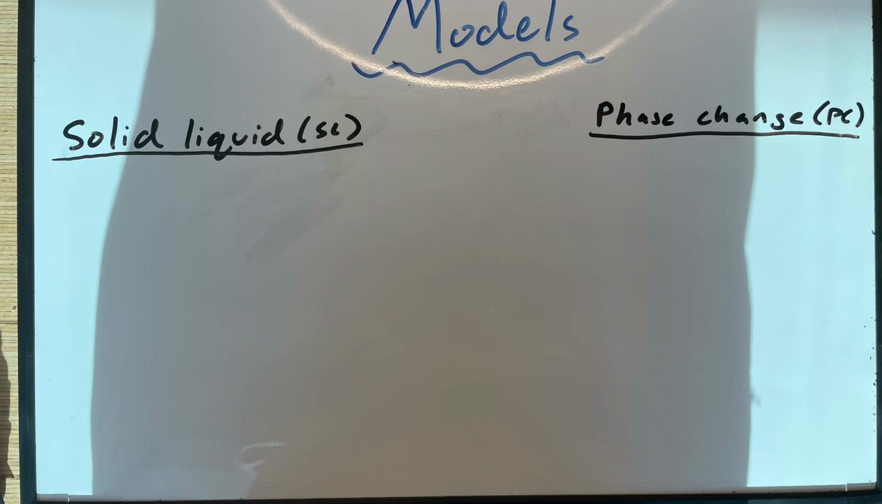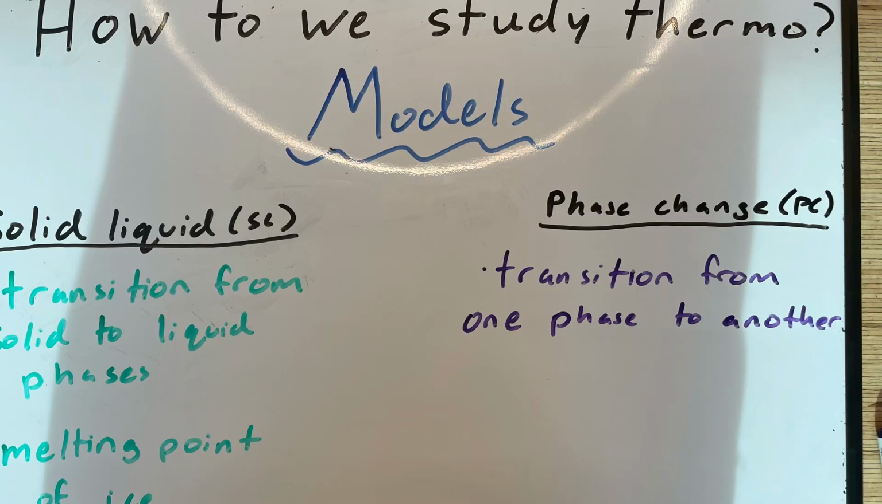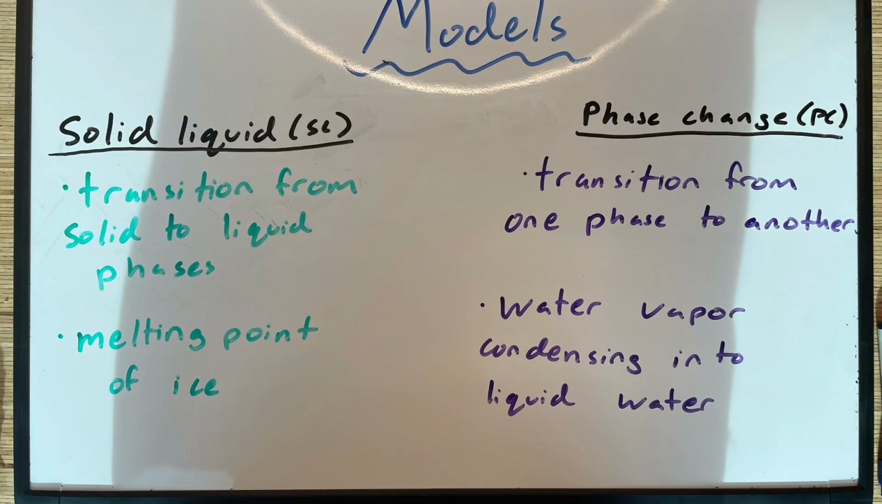We can simulate what would happen in the real world when studying a system by using models. There are 2 main thermodynamic models: the solid-liquid model and the phase change model. The solid-liquid model simulates transitions of a substance such as water from a solid to liquid. You could use this to simulate the melting point of ice at different conditions. The phase change model simulates transition from one phase to another. For instance, you could simulate water vapor condensing into liquid water.